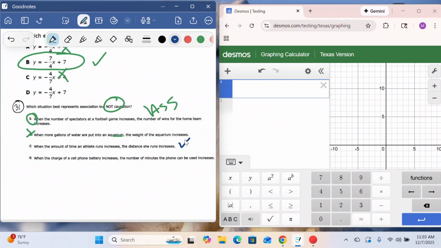This is not correct because they're looking for something that's not causation. This is a cause and effect, and it's an association. This happens anywhere, whether you're in McAllen, Harlingen, Brownsville, or anywhere in the valley. So that is wrong. And when the charge of a cell phone battery increases, the number of minutes the phone can be used increases. So once again, if you charge your phone, it happens everywhere.